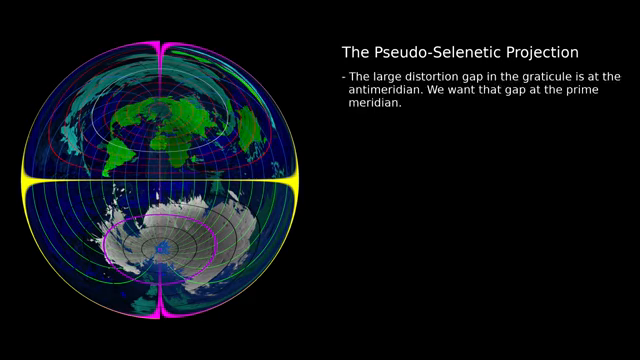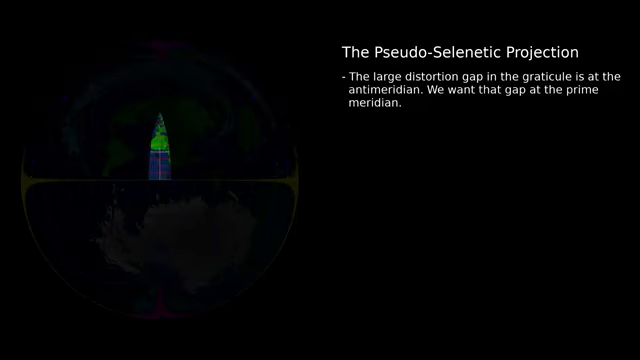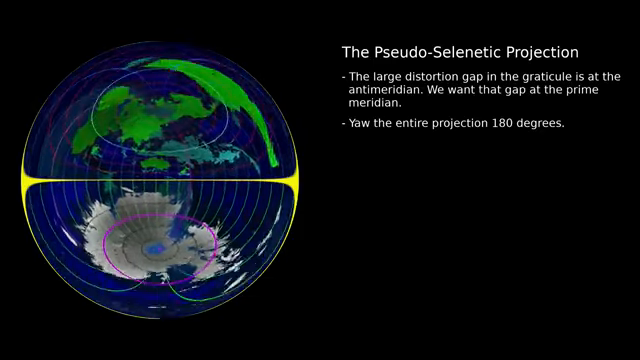The large distortion gap in the graticule is at the anti-meridian. We want that gap at the prime meridian. So we will yaw the entire projection 180 degrees.